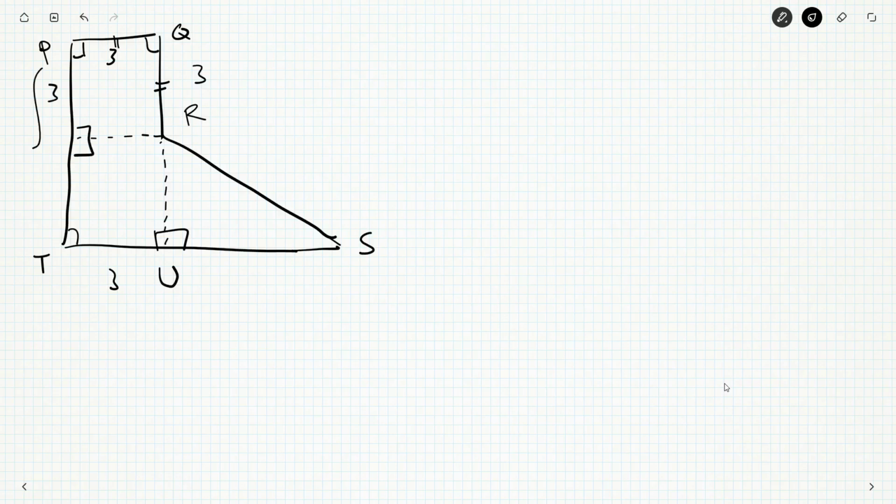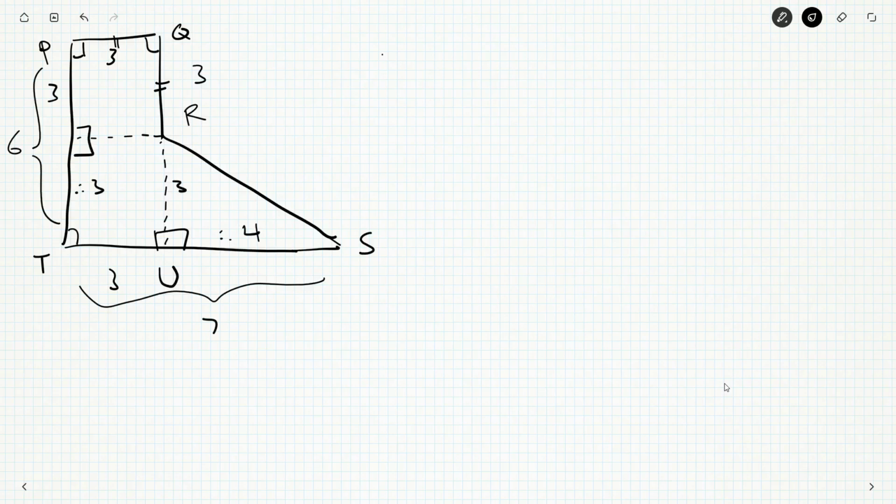Now this whole length PT is 6. And that'll tell me that this is 3. And so now this is 3. And I know this whole length is 7. So that tells me that US is 4. And now I've got a 3, 4, 5 triangle.